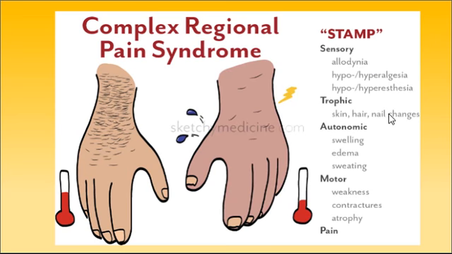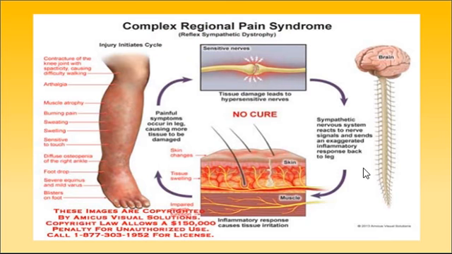Their skin and nail changes, it's atrophying. They have swelling, edema, sweating in that area, muscle weakness, contractures, atrophy. Here's another picture that explains it. Yes, there is no cure. It's a sympathetic nervous system issue. It may or may not have a trigger. I thought this was good because it showed it in the leg versus the arm.